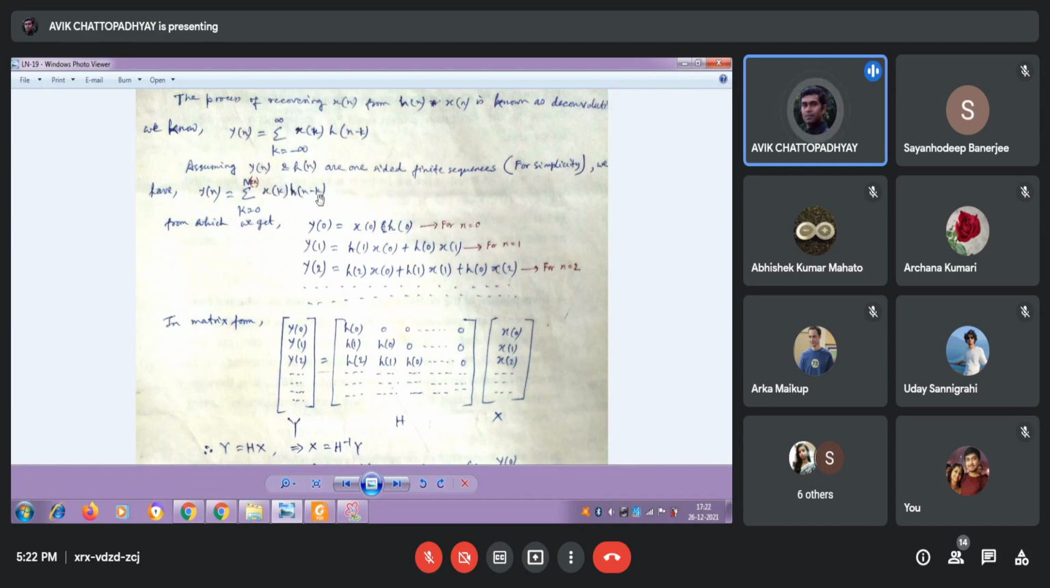Then for k equals 0, if you put k equals 0, then it will be x of 0, and here n is 1. So 1 minus 0 is 1. So x of 0 and h of 1. Look at this one: x of 0 and h of 1.